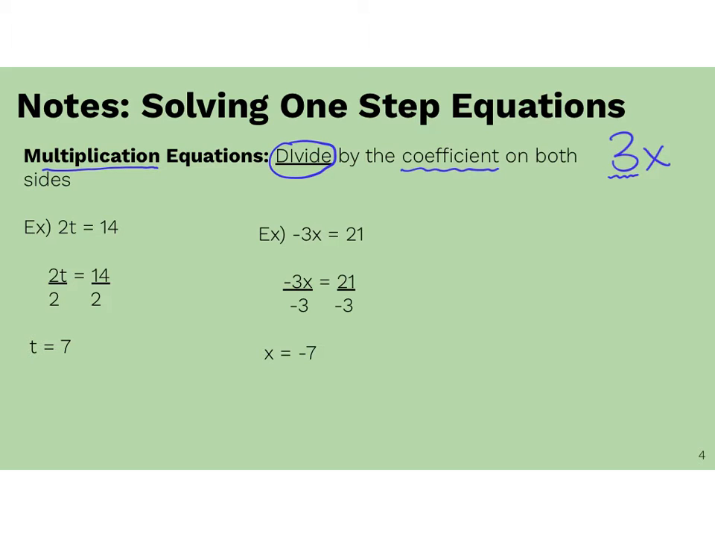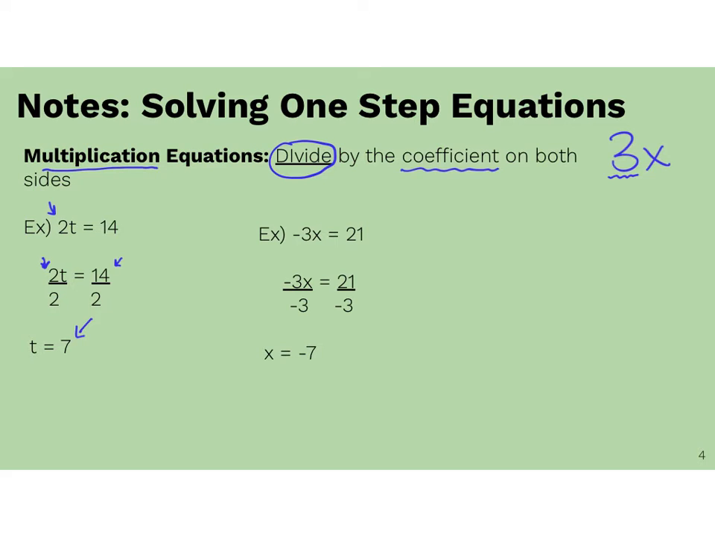So let's look at this first example. We have 2t equals 14. This means 2 times t. So to get the t by itself, which is the point, we need to divide by 2, and we have to do it on both sides. So then we're left with t equals 7 because 14 divided by 2 is 7.